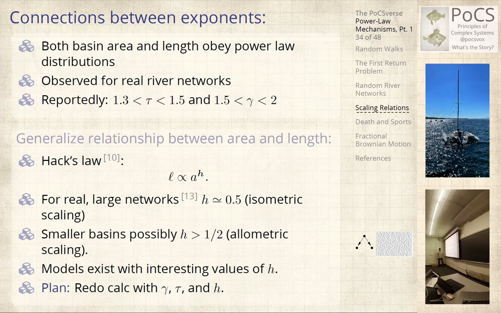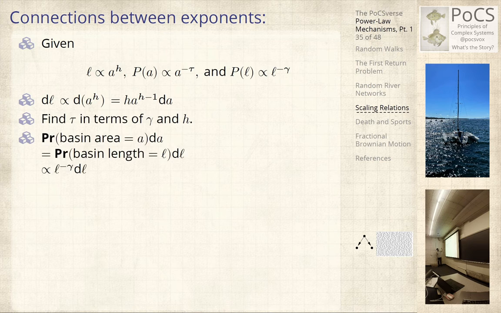And I'll just show you this quickly. We'll just redo this calculation with the exponent for length, area, and the way area and length are related to each other. So it's exactly the same calculation from a few slides ago. So length is scaling as some area to the H, right? If you look across basins, these are the two scaling laws for probability of area and length. Again, we're just going somewhere on a landscape and measuring area and length.